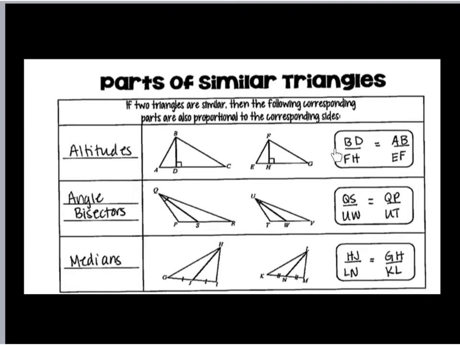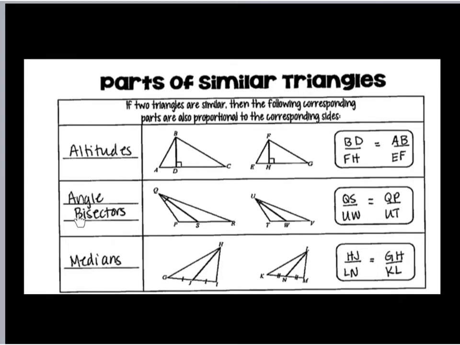When you set up your proportion, it's going to be BD, which is the altitude, over FH, which is the altitude, is equal to AB, which is the left-hand side, over EF, which is the left-hand side. This is the proportion you're going to set up if you see there's an altitude in the problem.